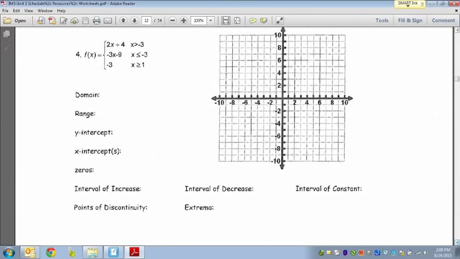All right, so this is another piecewise function, and again, we have to identify all those fun things like domain and range, increase, decrease. But in addition, this particular piecewise function, notice how the graph is empty. We need to actually graph it ourselves. How exciting. So let's go ahead and do that, all right?